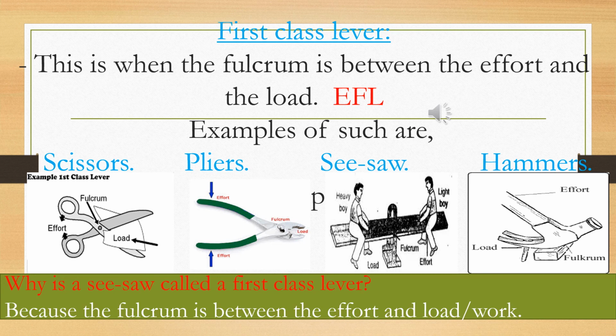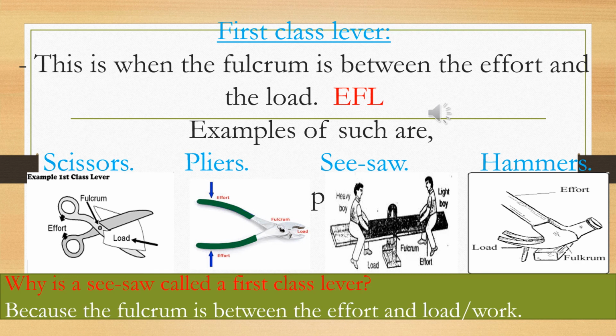For instance, when we look at the first class lever, this is when the fulcrum is between the effort and the load. E, F, L. E is effort, F is fulcrum, or call it pivot, and then L. L is the load, or call it work. Examples of such devices or machines, we can have the scissors, pliers, the seesaw, the hammers.